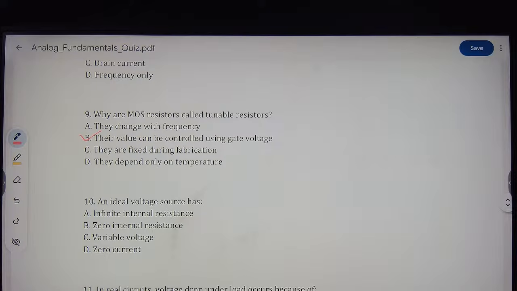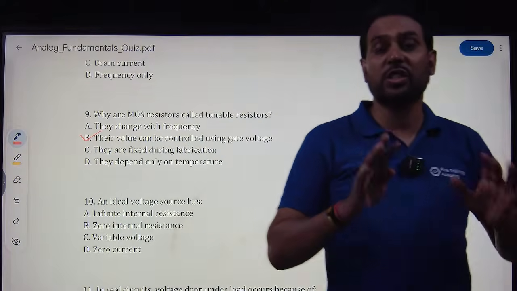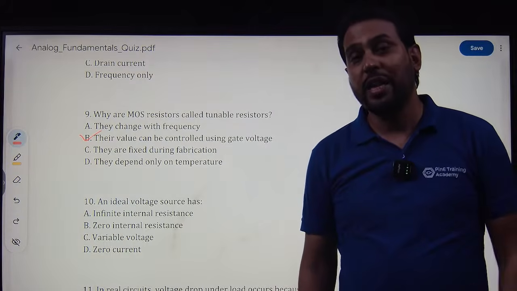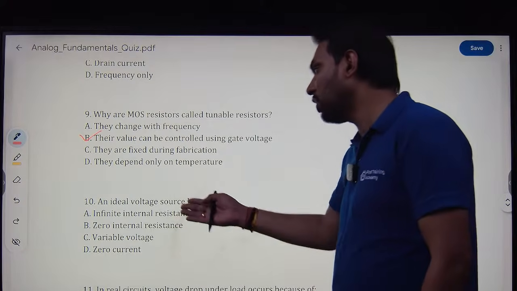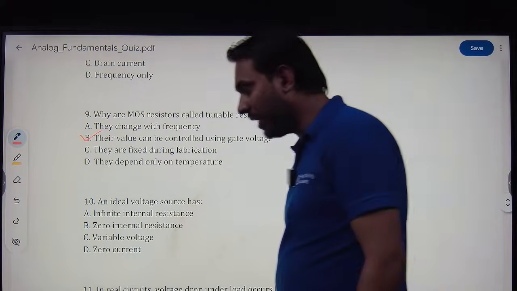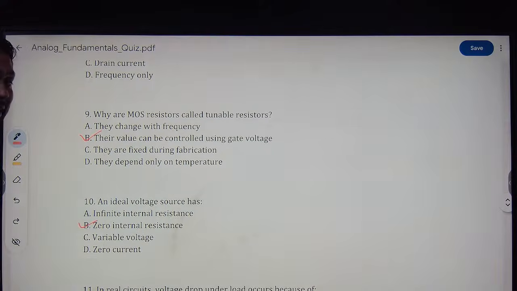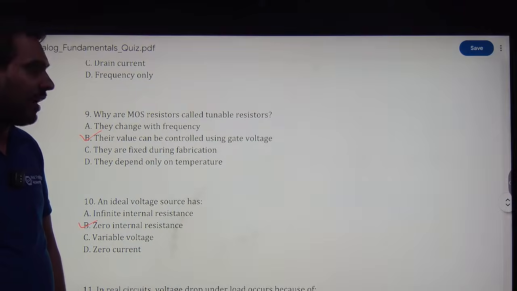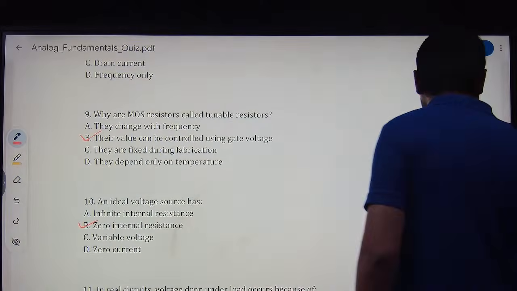An ideal voltage source has what? If you talk about the ideal voltage source, it has an internal impedance of 0, and the load has the maximum voltage across it, which will be the source voltage. So an ideal voltage source has 0 internal impedance or 0 internal resistance. And if you talk about an ideal current source, you will find infinite internal resistance. Okay, let's talk about 11th and 12th.